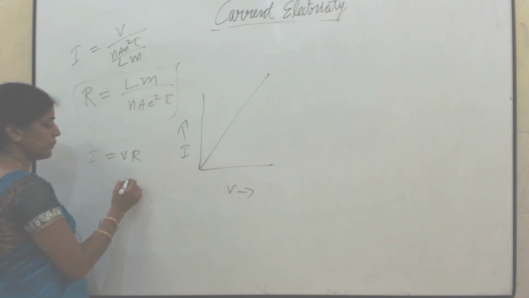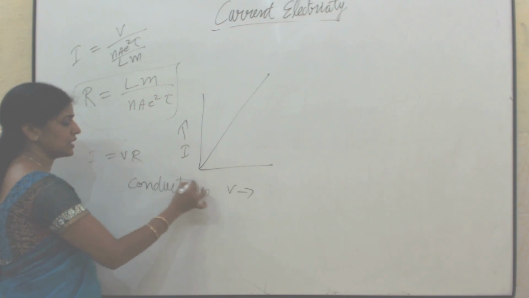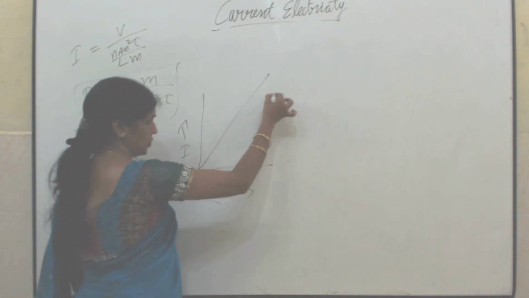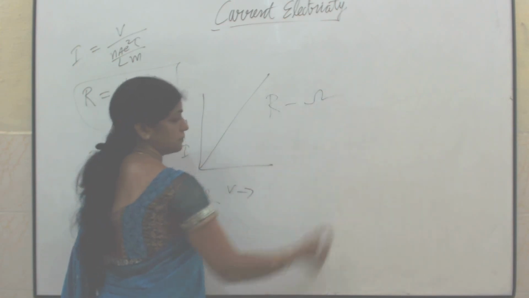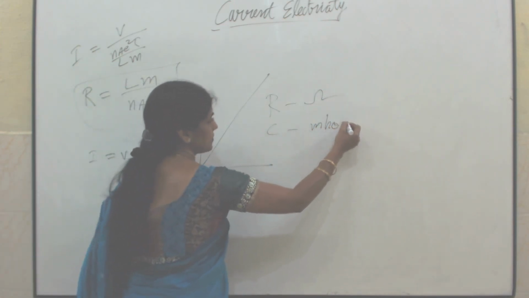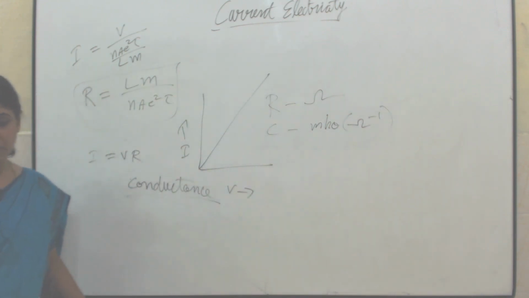The reciprocal of resistance we call the conductance. What is conductance? The reciprocal of resistance. What is the unit for resistance? The unit for resistance is ohm. For conductance, it is mho or ohm to the power minus 1.